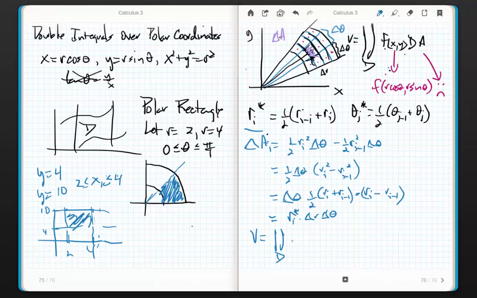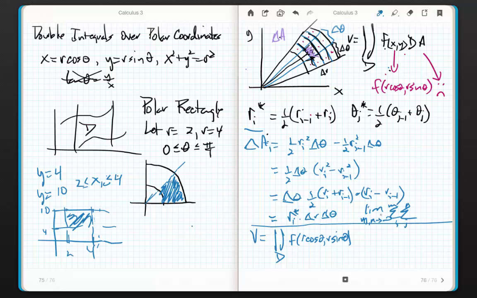And then I put in f of x, y, but we know that turns into f of r cos theta, r sine theta. Right now, I should put a page break in here. I am not going to do the sums as i and j go to m and n, and the limit as m, n head to infinity. I could do all of that with what we've done here, and this is what gets spit out.